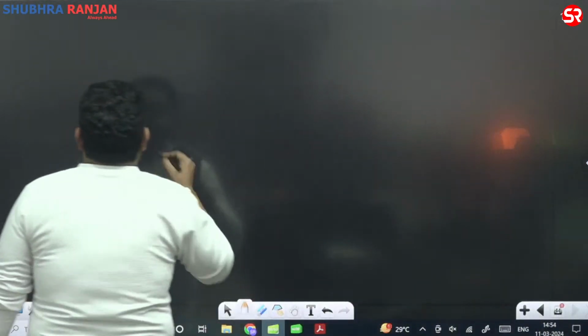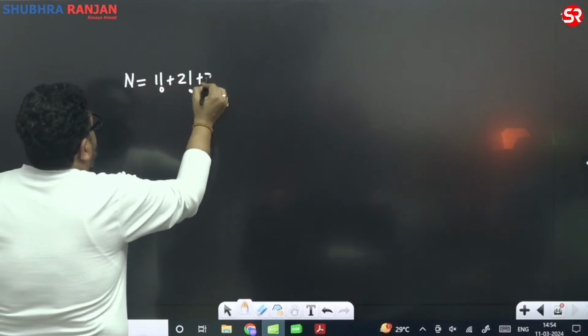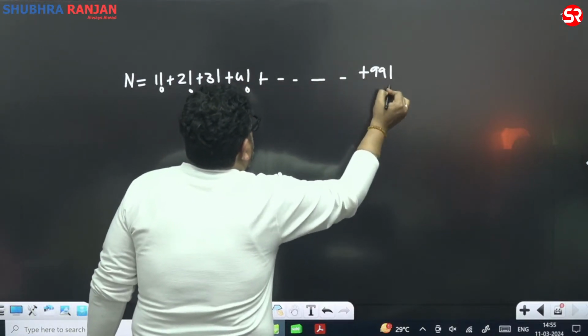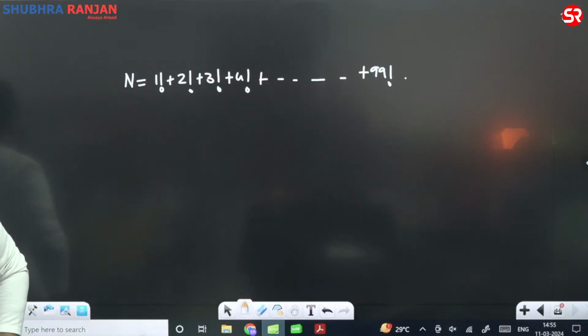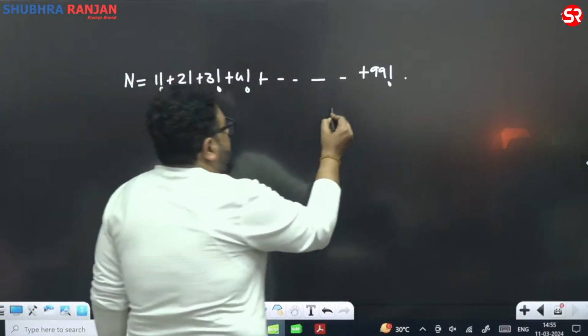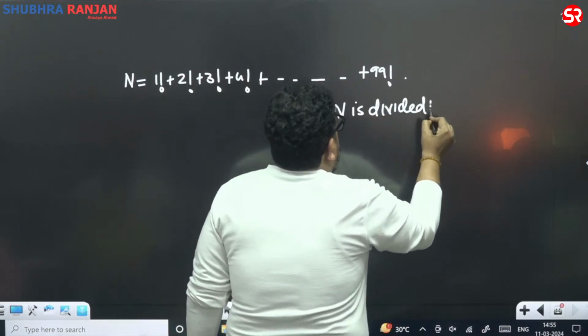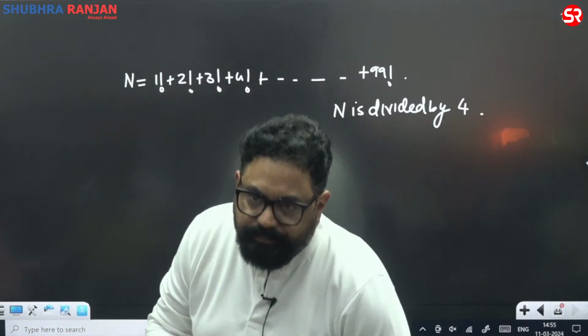First important aspect: I have a number n which is 1 factorial plus 2 factorial plus 3 factorial plus 4 factorial up till 99 factorial. Can you write it? N is a number which is 1 factorial plus 2 factorial plus 3 factorial and goes on till 99 factorial. Write the question: what is the remainder when n is divided by 4?